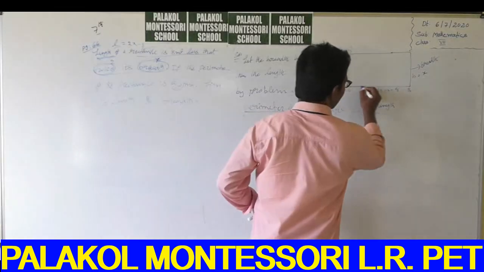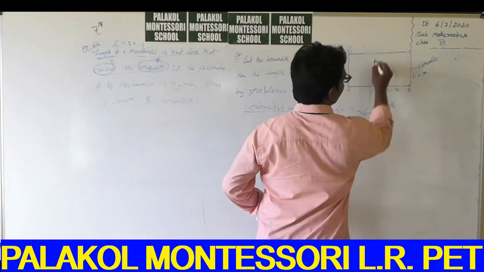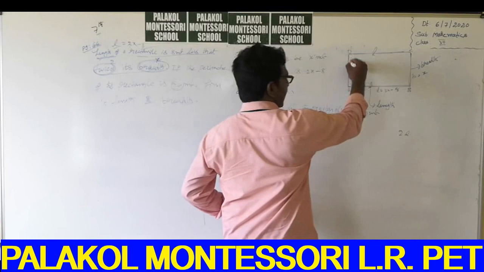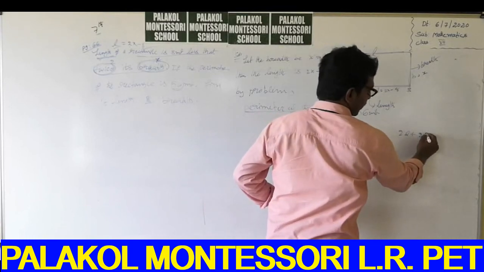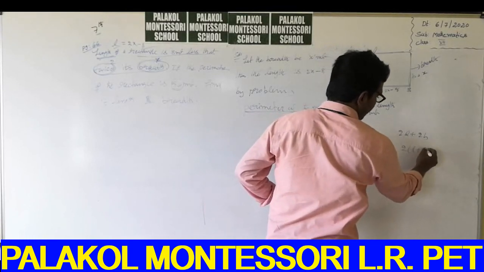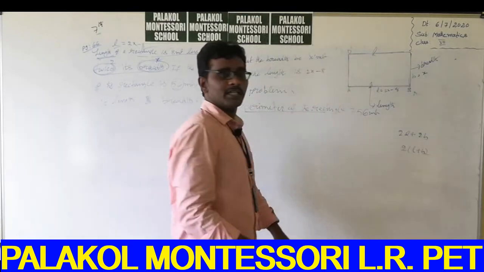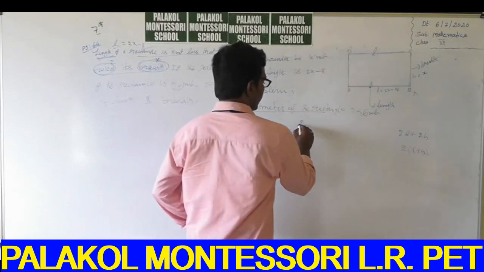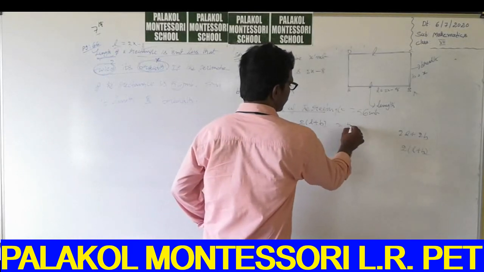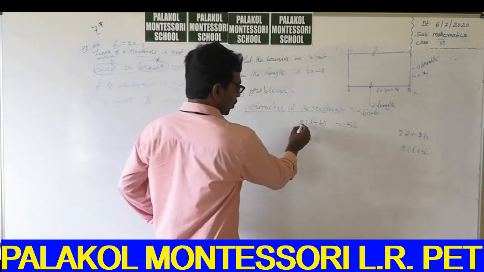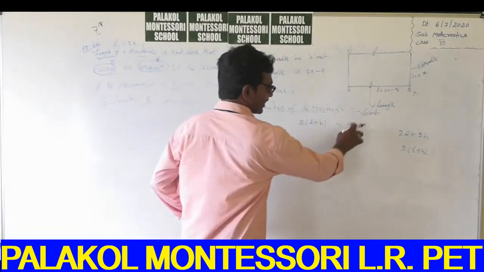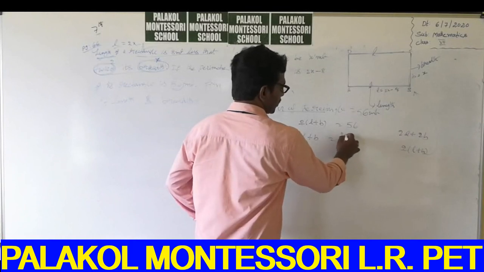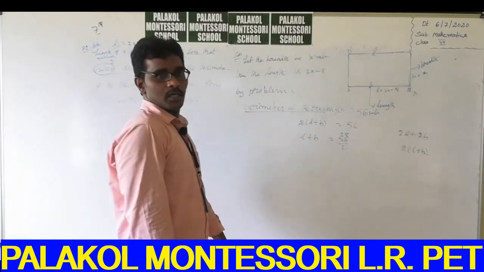So, how many lengths are there? 2 lengths are there, so L plus L, 2L. 2 breadths are there, B plus B, 2B. So 2 of L plus B is the perimeter. Perimeter means surrounding that shape. So 2 of L plus B is equal to 56. 2 is multiplication here, send that side as division, so L plus B is equal to 56 by 2. This is 28.